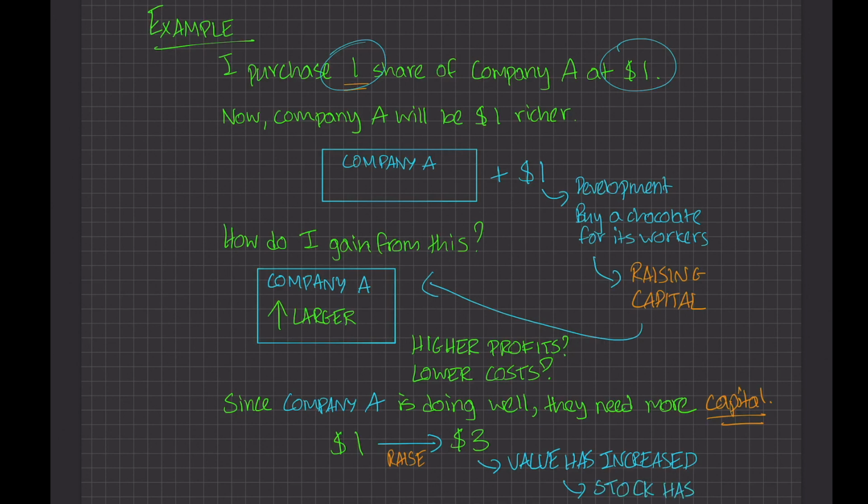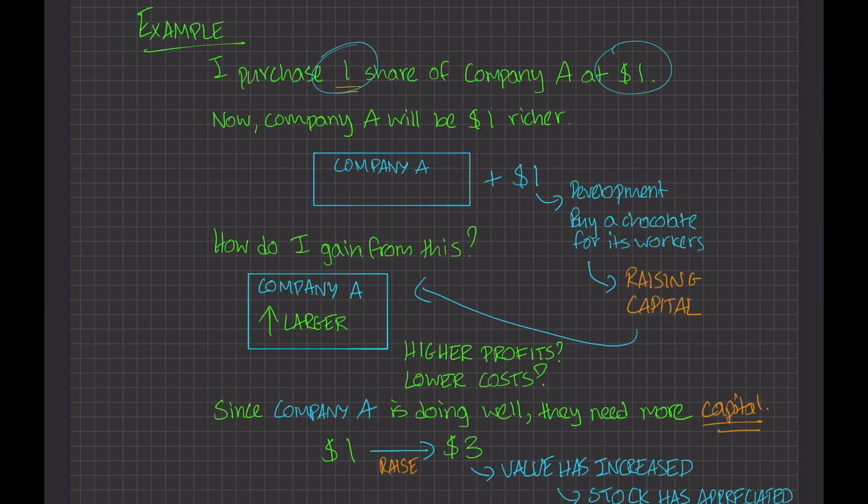And now we can actually talk about how this has benefited me. We've already talked about how a company can raise capital, but how does it benefit the investor? So if you look at my example, I bought one share for $1, but now since it's $3, I could actually decide to sell my share and make a $2 profit on that share. And if I have multiple shares, I can make $2 profit on all of them.